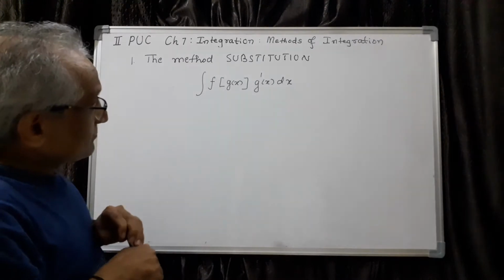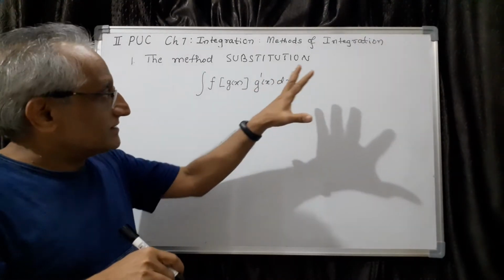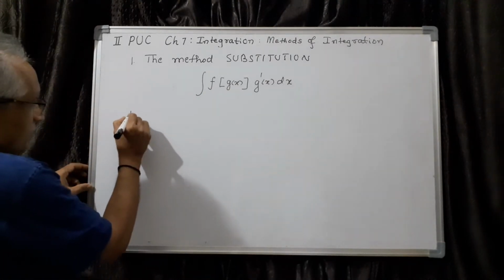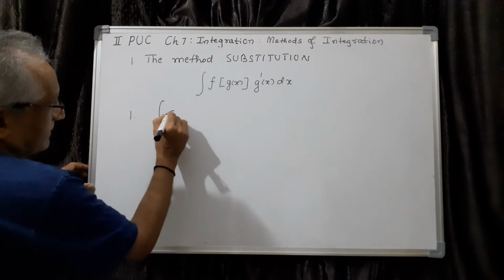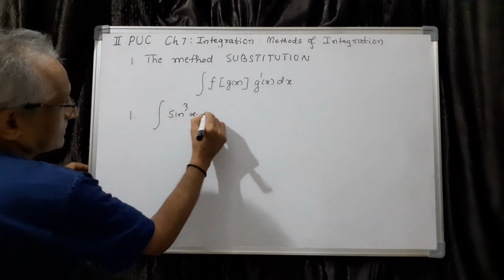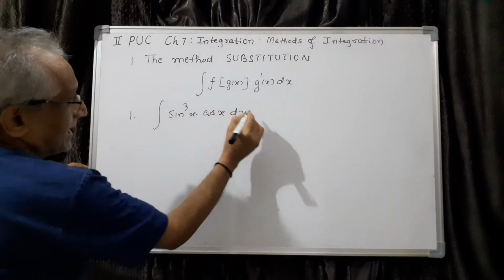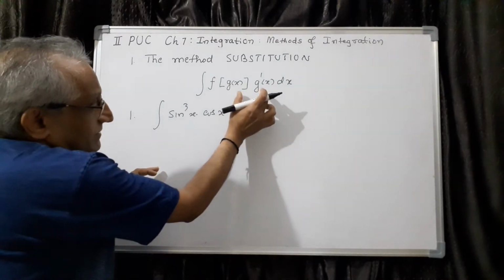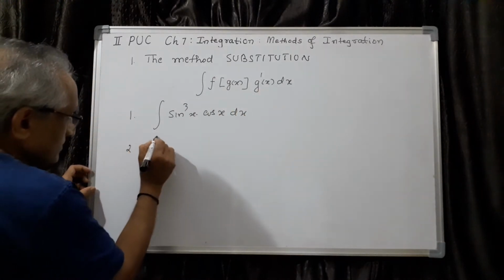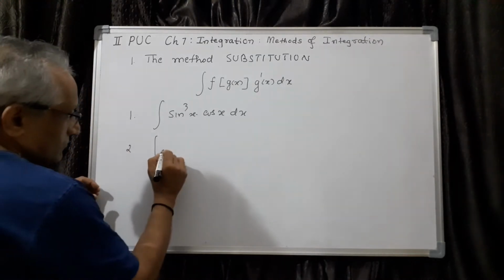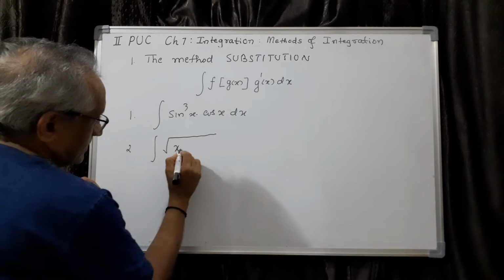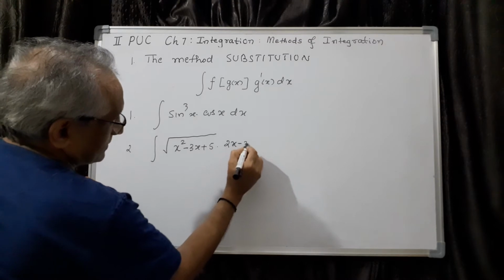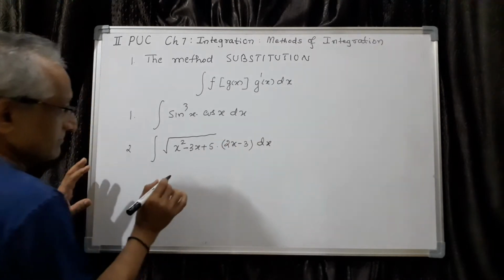Now let me clarify this one first. What is substitution? Let us see later how we have to identify the given integration. Let me take a few examples. Say first one is, let us say sine cube x, then cos x, then dx. I am selecting some relevant simple examples which will help you to identify this one. This is the first question. Let me take a few questions so that you will be able to understand. Say square root of x square minus 3x plus 5 into 2x minus 3 then dx. This is a second example I am taking.